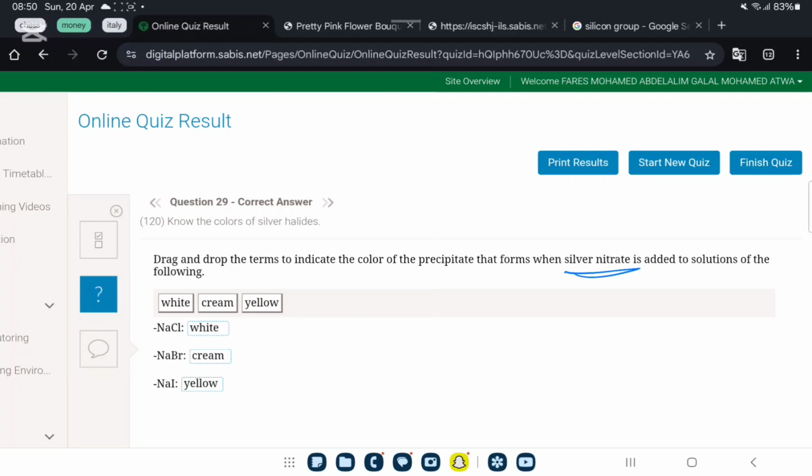Again, silver nitrate only reacts with the halide ion in the salts, so just get rid of the positive ions, the cations. Now we have Cl, it turns white, Br, it turns cream, and I, it turns yellow. It's in the notes, you have to memorize it.